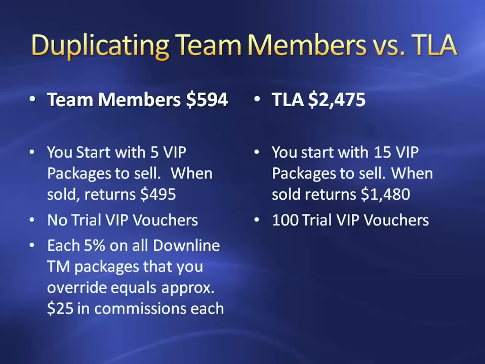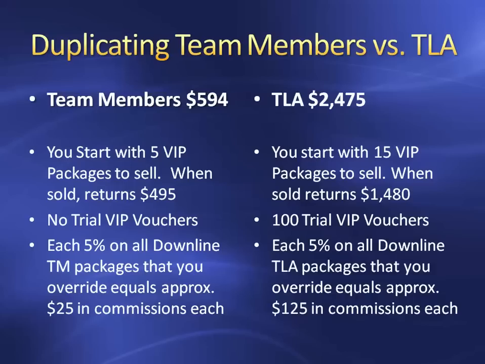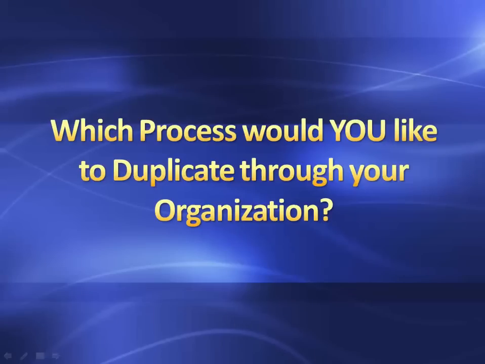Now here's a very, very important fact. You see, each 5% that you make in overrides on all downline team member packages that you override equals approximately $25 each in commissions. Yet on the TLA side, each 5% on all downline TLA packages that you override approximates almost $125 in commissions each. 25 versus 125 on every new member coming in, depending on whether you're duplicating team members or TLA.